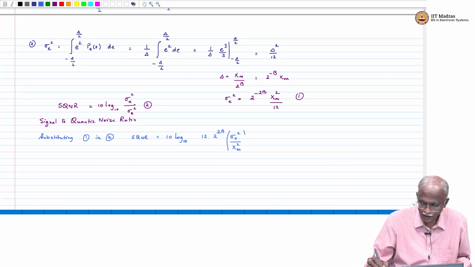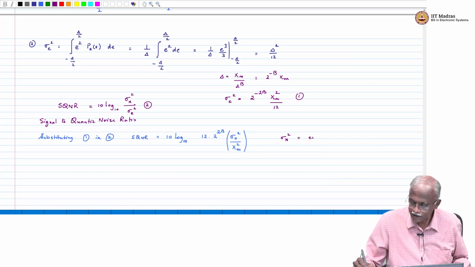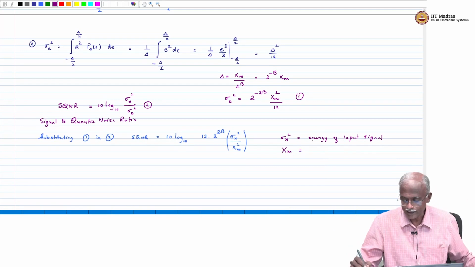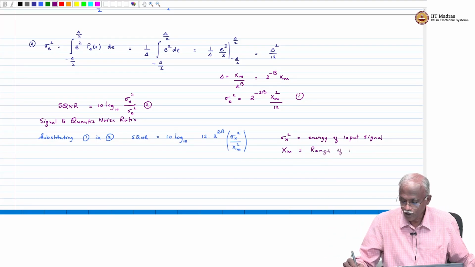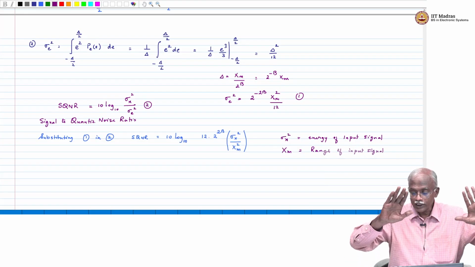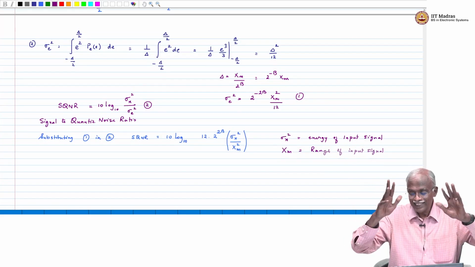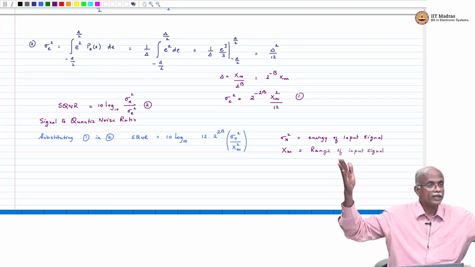Now, look at this ratio. What is sigma x squared? This is the energy of the input signal. Now, what is xm? It is the range in which this input signal lies, the maximum value, plus xm and minus xm. Now comes a very important aspect: if you allow the energy range of the input signal to be large, then your signal will exceed the plus and minus values, and you will get something known as clipping.